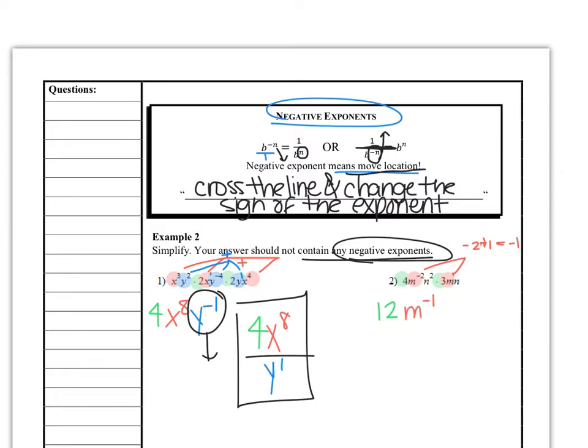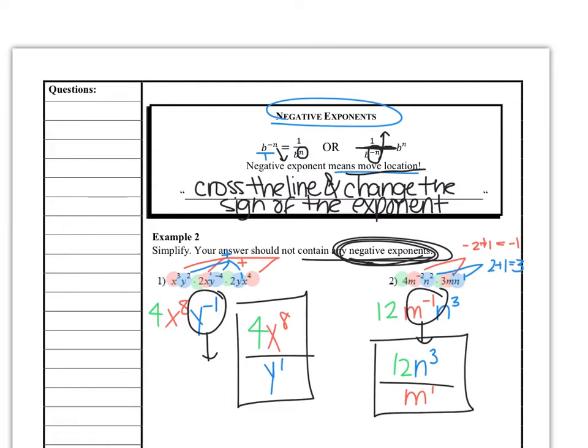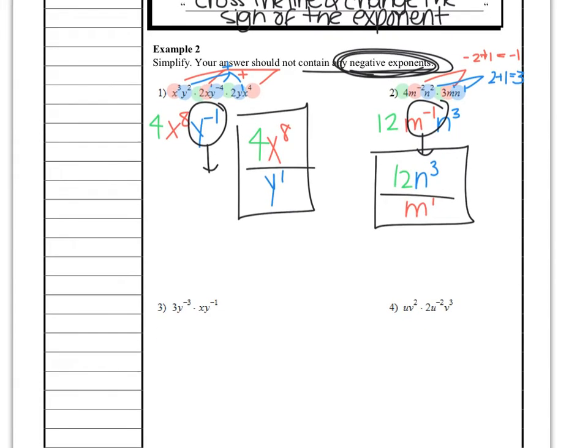And then lastly we have n squared and n. So I take those exponents, that's an invisible 1, I take them and I add them, so 2 plus 1 makes that to the third power. But we cannot have any negative exponents in our answer, so this guy right here is going to drop down and change the sign. So 12 n to the third stays, and then that's over m to the positive first now. Alright, so cross the line, change the sign for negative exponents when you're all set with things.